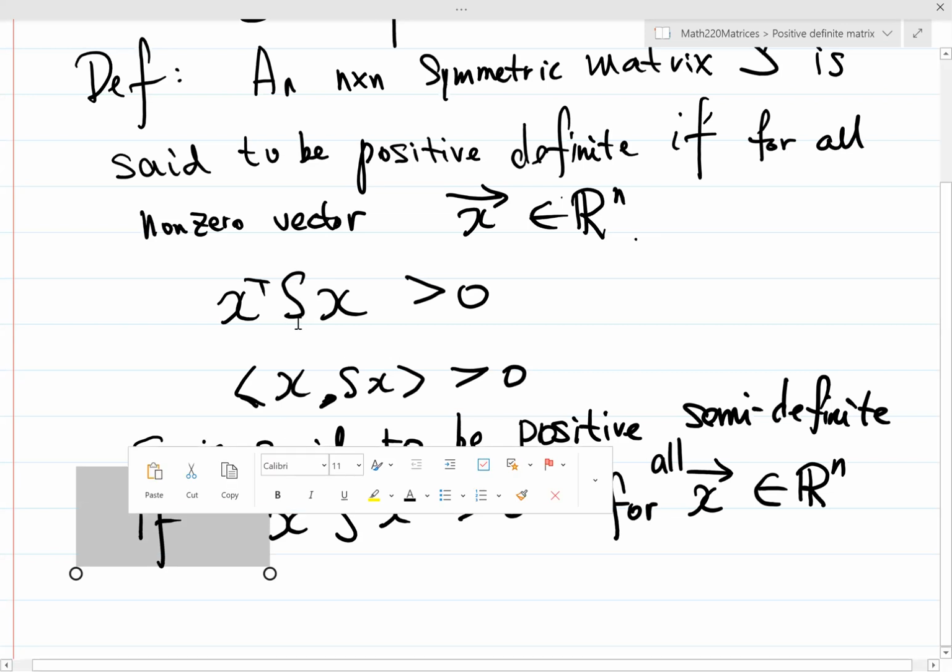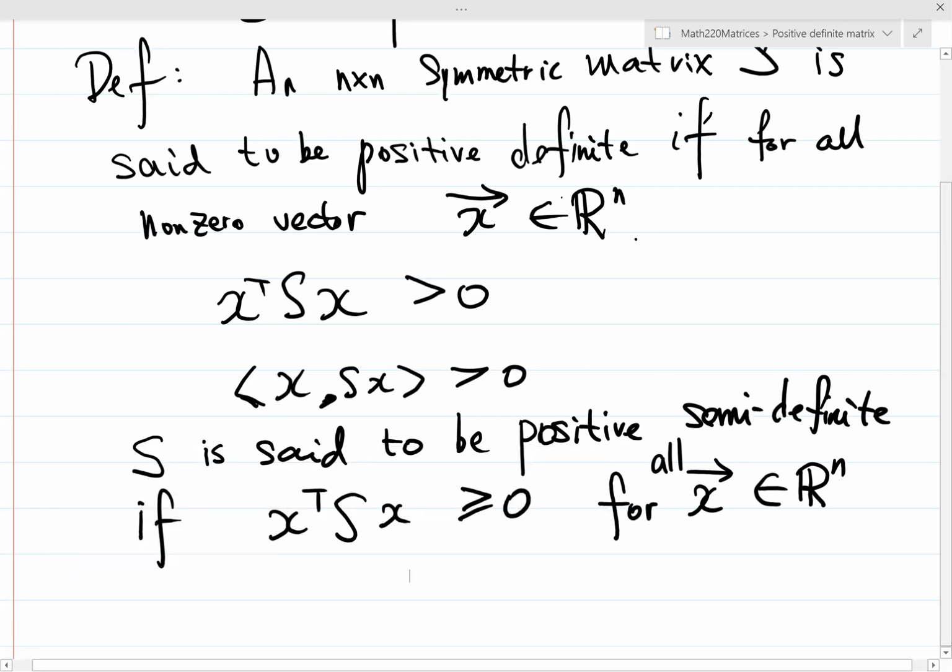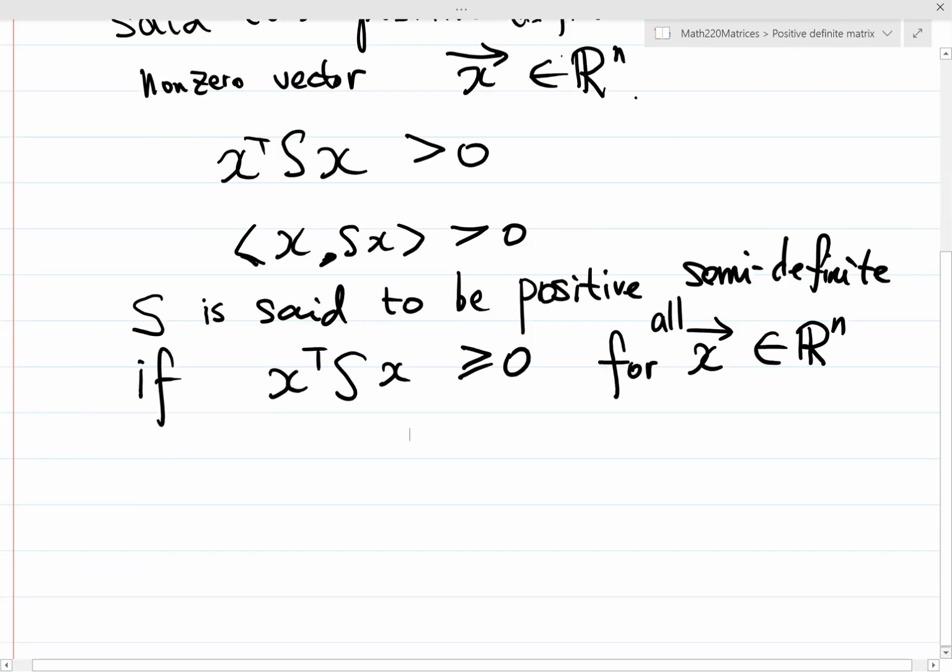Now this is a special kind of symmetric matrix. We give this definition, and this kind of matrix should have nice properties. Of course we don't study ugly objects. Now we study what kind of properties a positive definite matrix has. First, a positive definite matrix should have all positive eigenvalues.